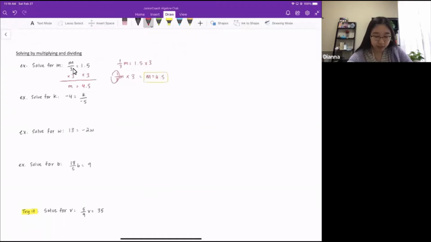In this case, we're going to solve for k. So -4 equals k divided by -5. So I'm going to rewrite this just so it's super clear what I'm doing. -4 equals -1/5 k. Technically, these two are the exact same thing, right? Because k is multiplied by -1/5. So what am I going to do to both sides? I'm going to multiply by -5.